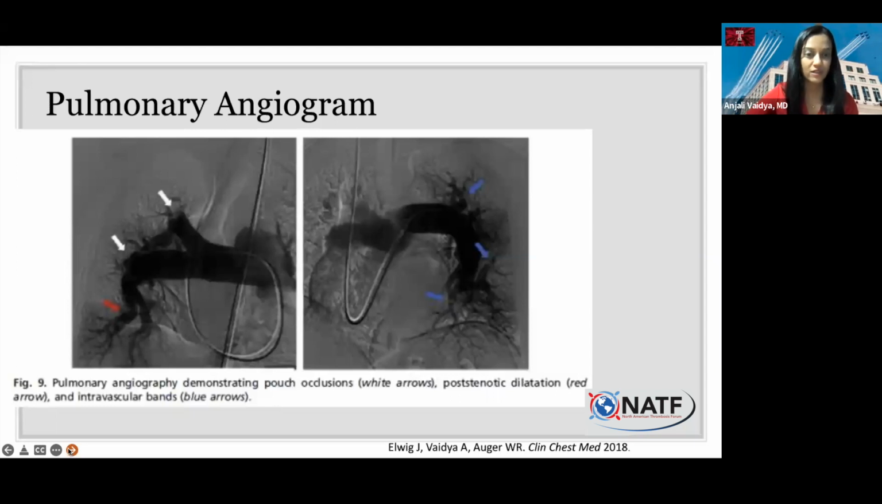And the arrows here, the white arrows just show total blockages of those blood vessels. The red arrows show the narrowing of the blood vessels that then lead to abnormalities in the shape and caliber of the blood vessels after those narrowings. The blue arrows on the right side of your screen show some abnormal chronic clots within the blood vessels that have partially reopened again. But these abnormalities can often be very subtle and very challenging to interpret.